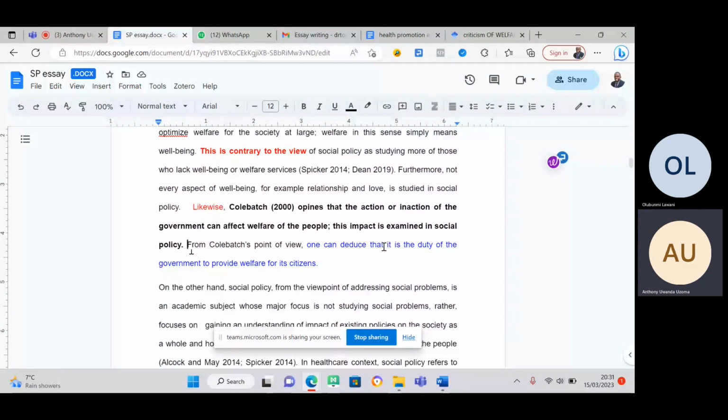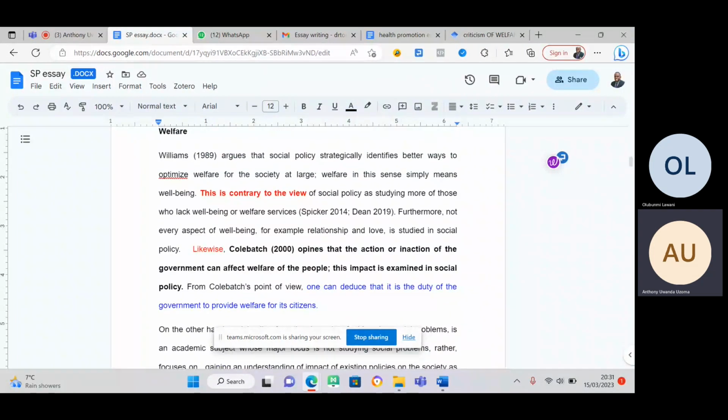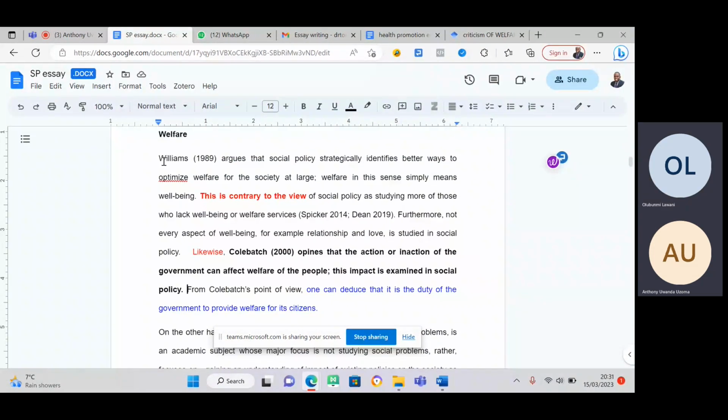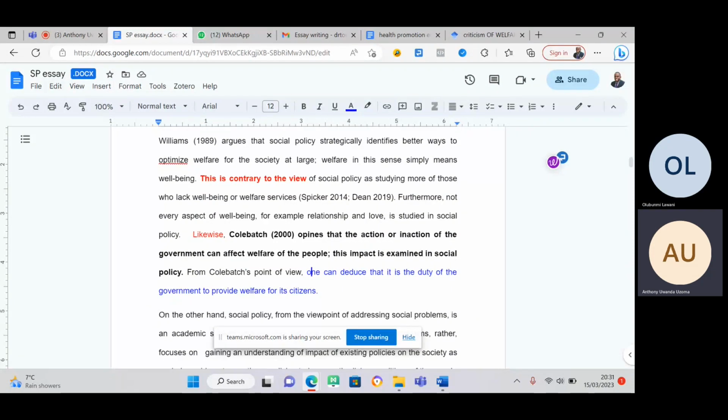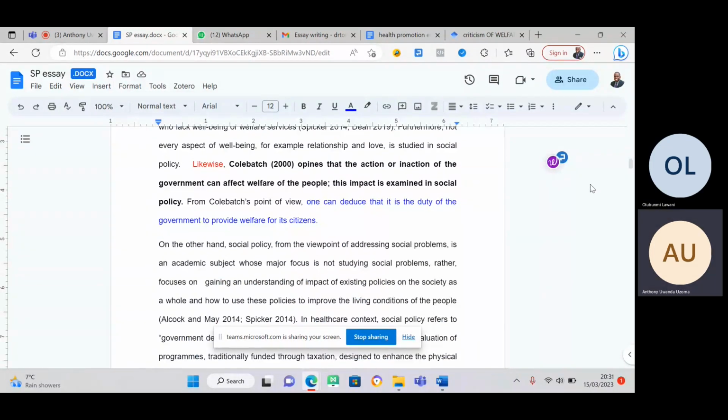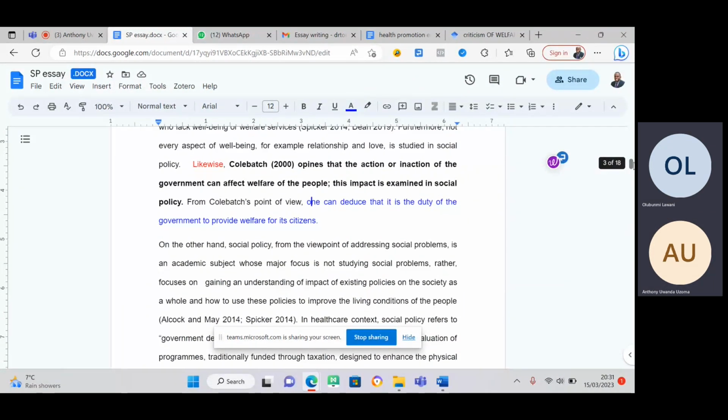Okay, that is what you understand. So those are the things. I've shown you one way of doing it: define it, argue it, counter argue or support it, and then bring in your author's voice, what you think.